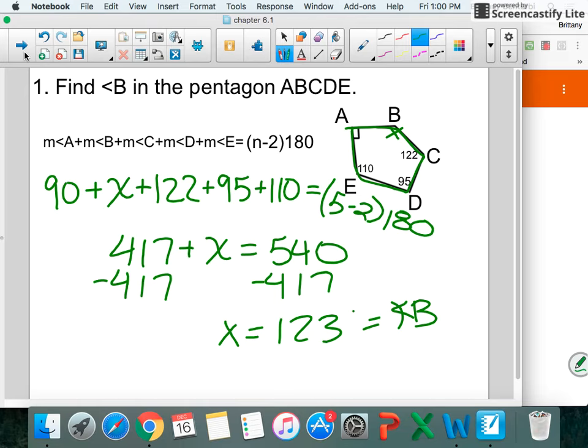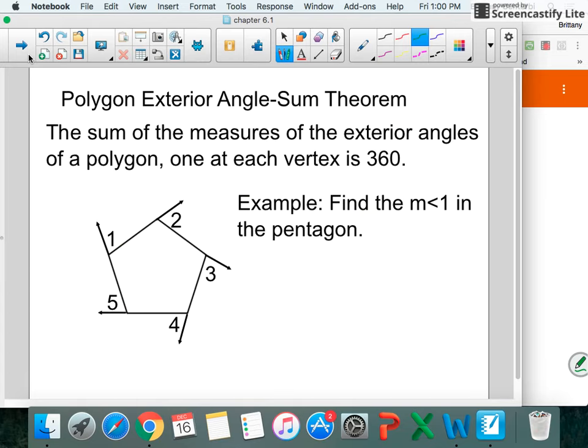So I have to use the picture to plug in my information, and I have to use my sum theorem to know how many degrees the whole thing should be.